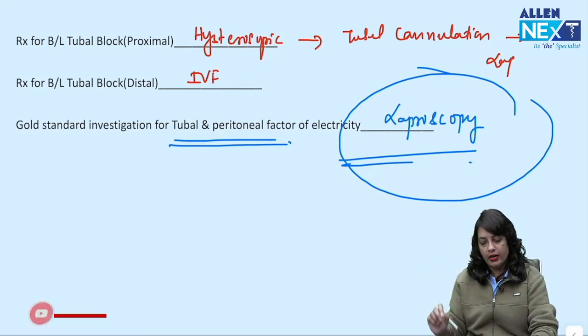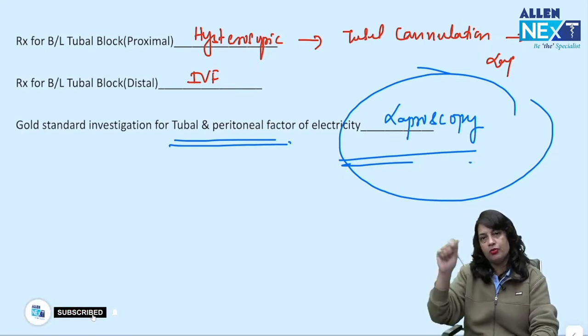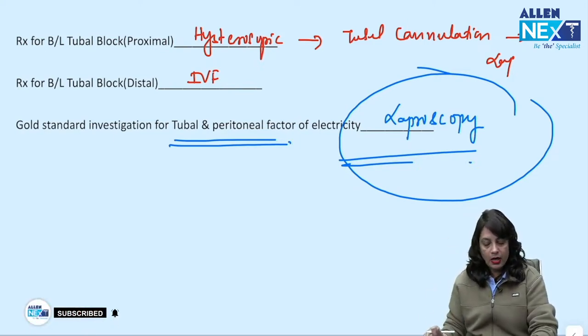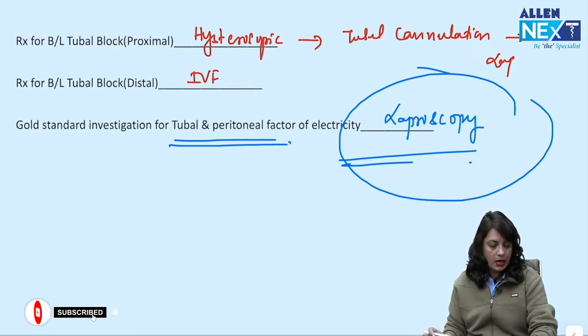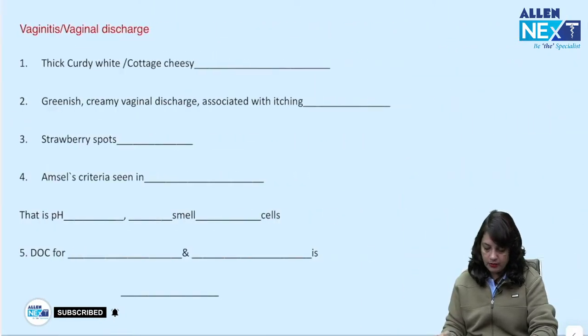So, you can do ovarian drilling. If it is endometriosis, you can do adhesiolysis. Okay. If you want to check tubal patency, you can do laparoscopic chromotubation. So, these are all the advantages of doing a laparoscopy in an infertility patient.